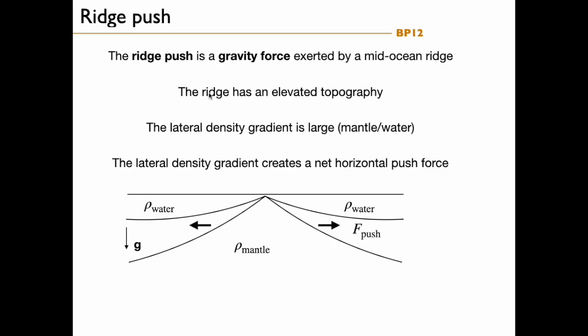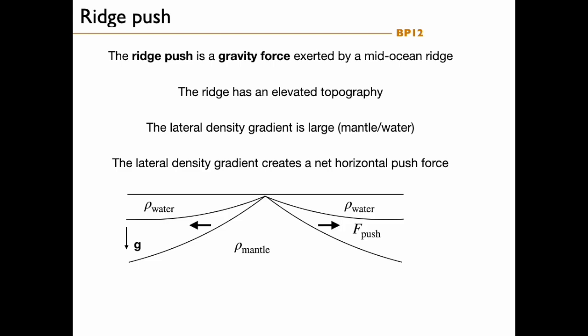The ridge push force is a body force. It is actually a gravity force exerted by the mid-ocean ridge. The ridge has an elevated topography because mantle is being upwelled at the mid-ocean ridge, and this creates a lateral density gradient between the elevated mantle and the water next to it. So it makes a lateral density gradient which induces a net horizontal push force.